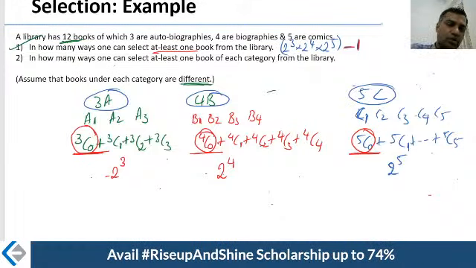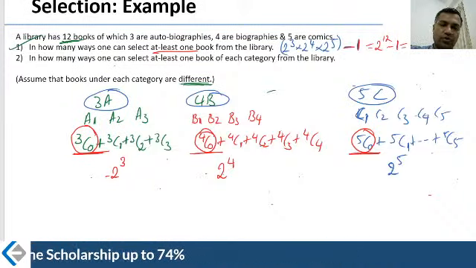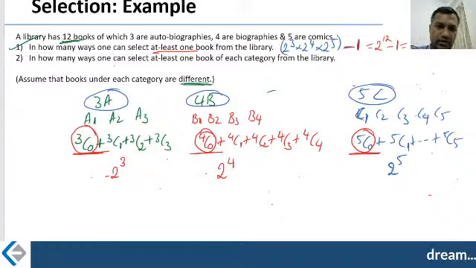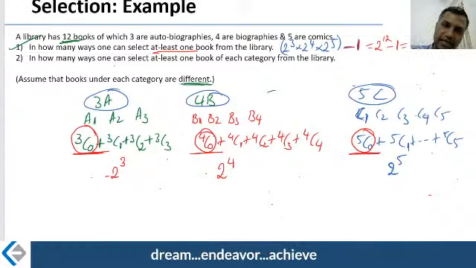Therefore, what is your answer? 2 power 12 minus 1. 2 power 12 is 4096, so 4096 minus 1. That's 4095 ways. It can be done in 4095 ways. That's going to be your answer there.